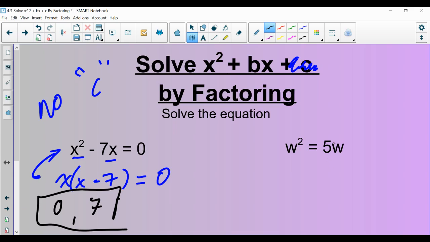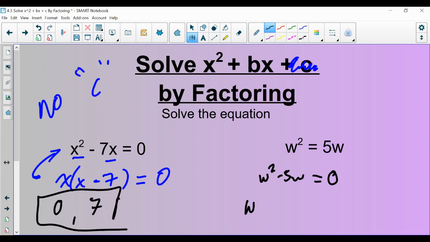So our first step is going to be to move this 5w to the other side so that it is equal to 0. And the way that we would move it is by subtracting 5w. So we'd have w squared minus 5w is equal to 0. Now it looks a lot like this example over here. They have a w in common, right? We're missing the c term, so they both have something in common, and I can factor that common thing out.